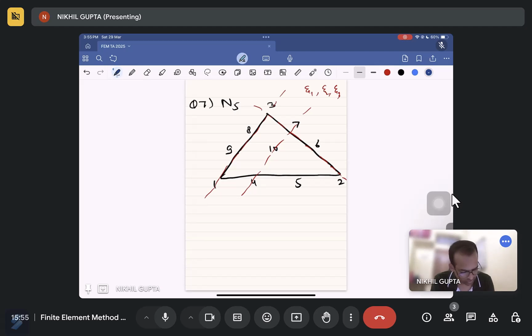So now how to do this? This is 2, so this will be xi 2. Xi 2 equals 0, and this will be xi 2 equal to 1 by 3. You get how this is? Yes, it's 1/3. Now what is this? This is xi 1 equals 0. Now since you have to write N5, you will write it as xi 1 minus 0, xi 2 minus 0, and xi 2 minus 1 by 3.